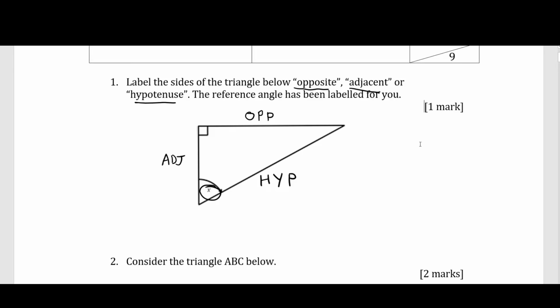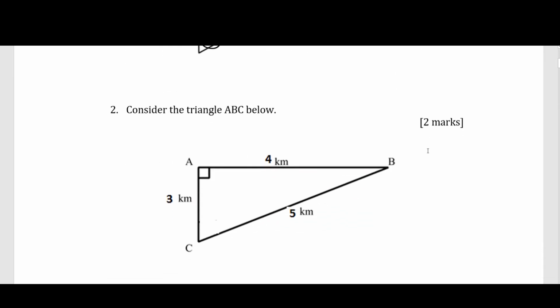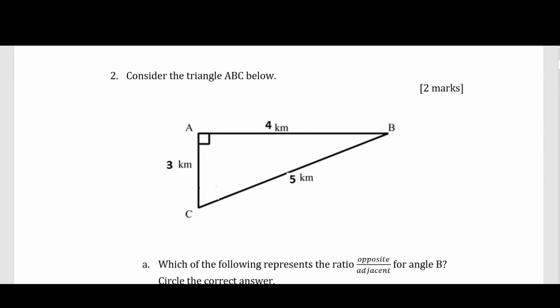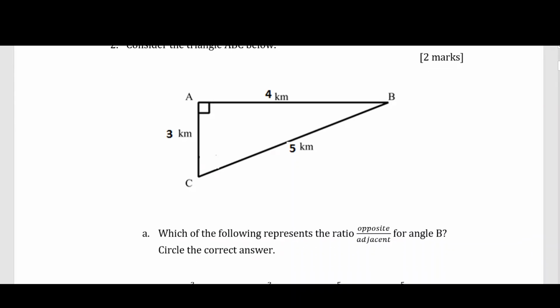Okay. Question 2. Consider the triangle ABC below. Here we've got the triangle A, B, and C. Which of the following represents the ratio opposite over adjacent for angle B? Circle the correct answer. So the angle B is here. So this is B, and this is angle B in there.